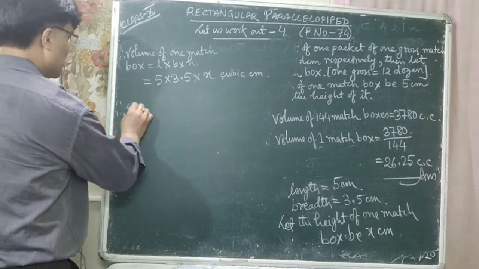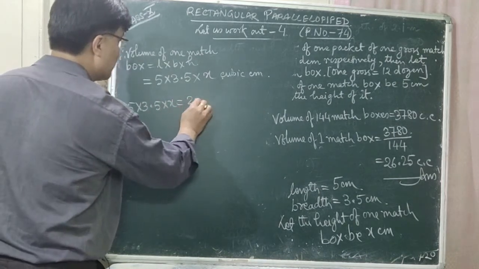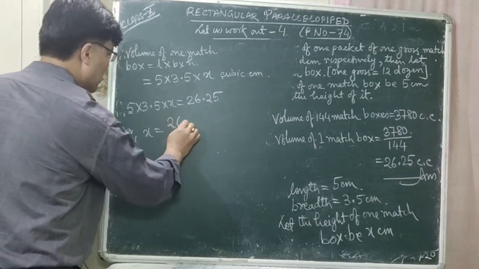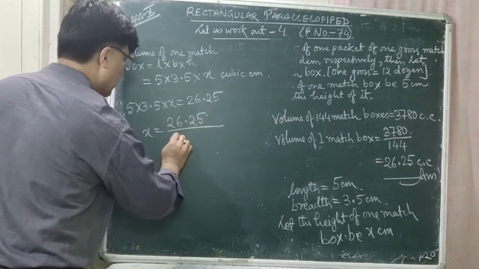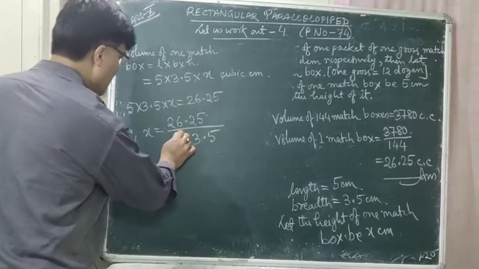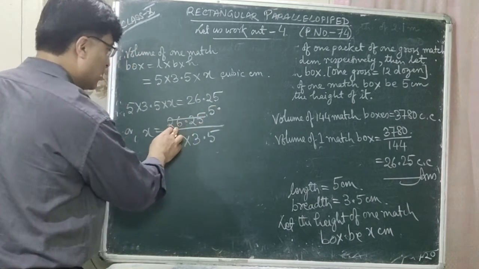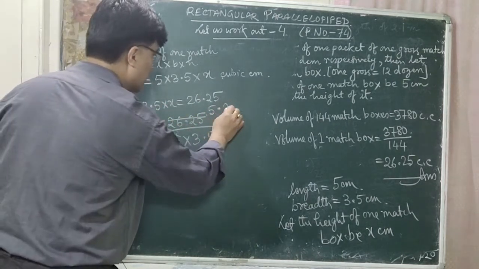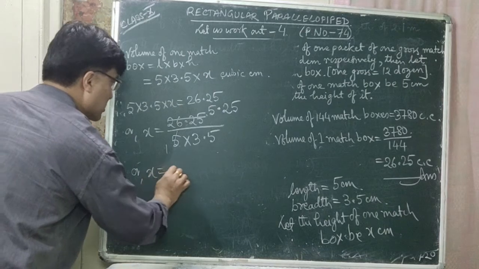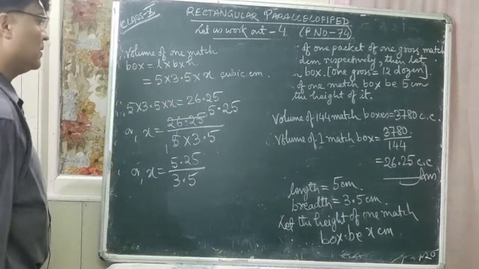So now, therefore 5 into 3.5 into x is equal to 26.25, right? Or x is equal to 26.25 divided by 5 into 3.5. So you can cancel here. 5 ones are 5, 5 5s are 25. Point is there. 26 minus 25 is 1. 5 2s are 10, and 5 5s are 25. Right? So x is equal to 5.25 divided by 3.5. Is that clear now?